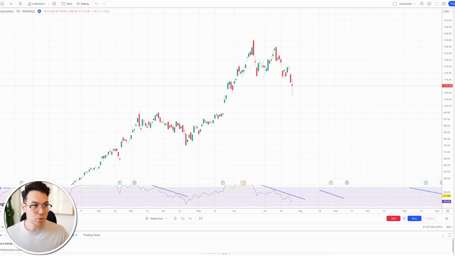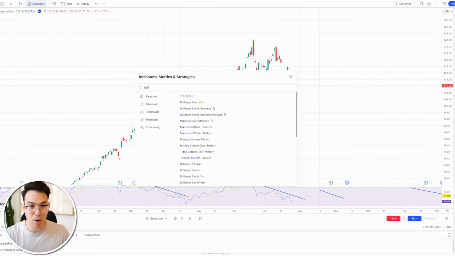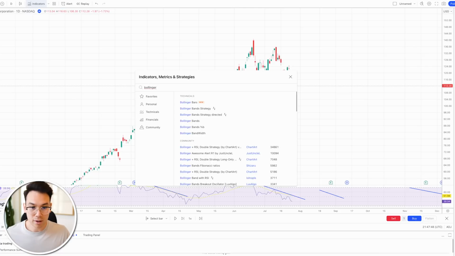So we're gonna go to NVIDIA, go to indicators, and type in a very special indicator that literally is the bread and butter for this strategy. We're gonna type in Bollinger Bands, okay? As you can see, that's right here. We're gonna click on that.